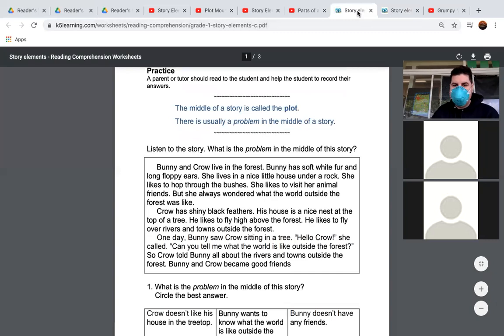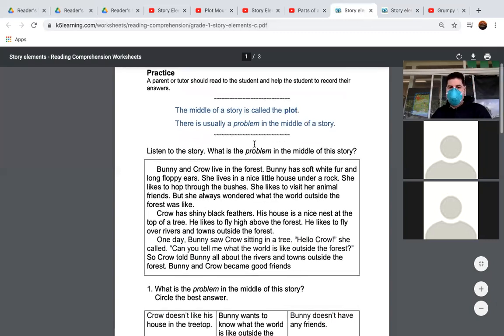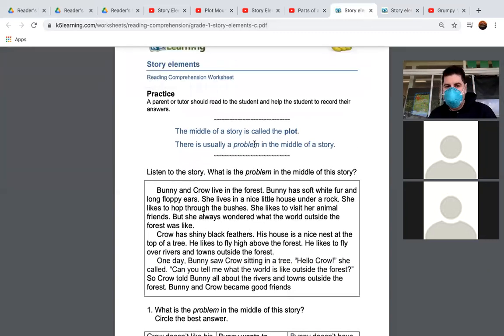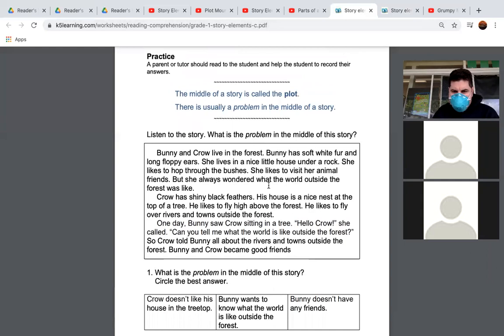We have another worksheet. It's going to be about plot. It says the middle of a story is called the plot. There's usually a problem in the middle of the story. So I believe this is the same story. Student 2, let's go ahead and read the first paragraph for me, just to refresh our memory. Go ahead.